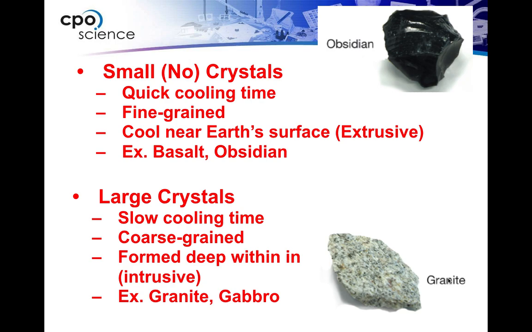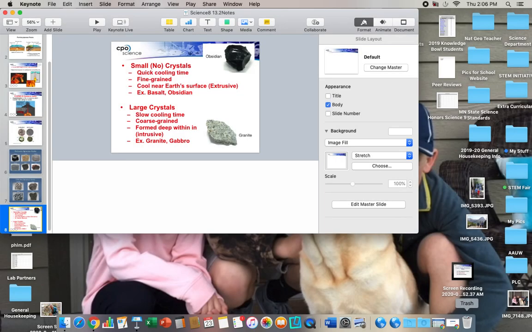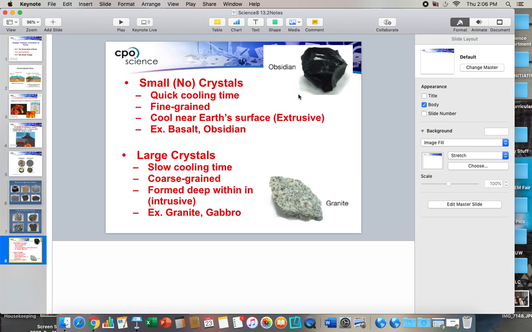So it's important for you to remember that whole extrusive, intrusive, and what does that mean? If it cools off really fast, you're not going to get crystals. If it cools off really slowly, you're going to get crystals. All right, so hopefully that all makes sense to you guys and you really are understanding the difference between intrusive and extrusive igneous rock.